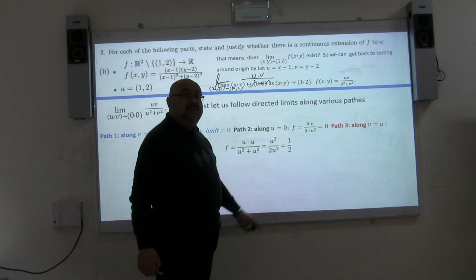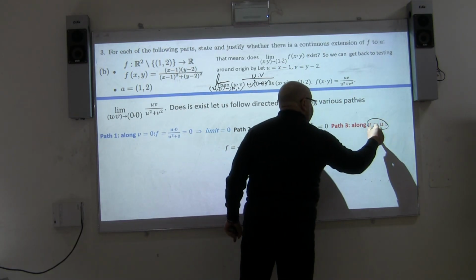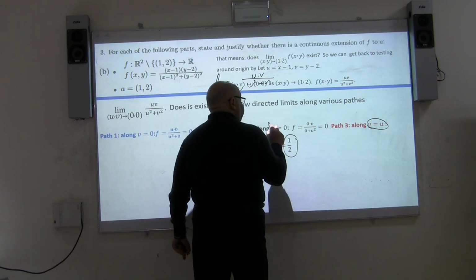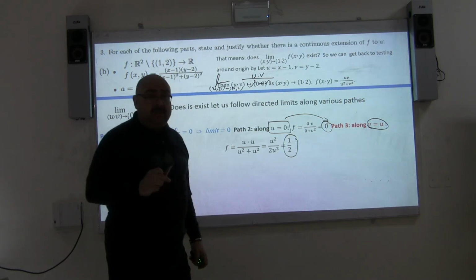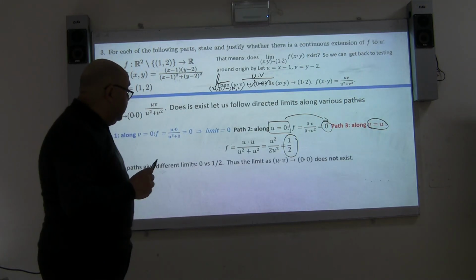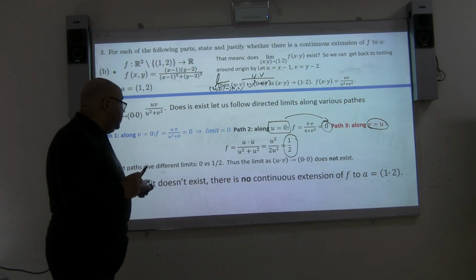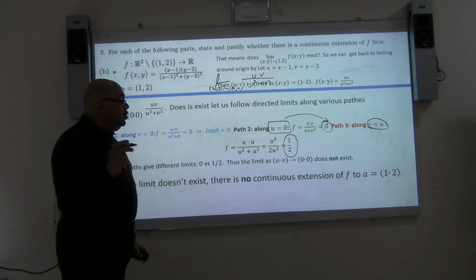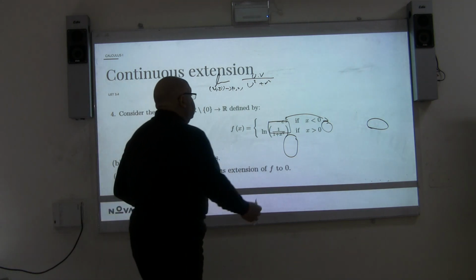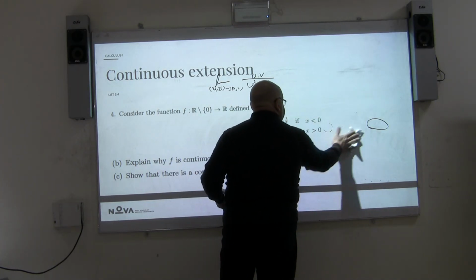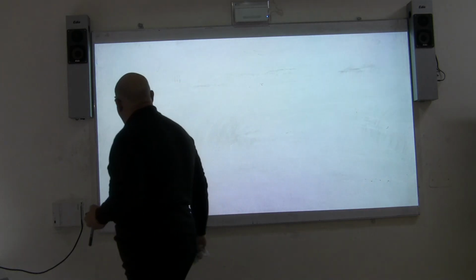This limit doesn't exist. Why doesn't it exist, Mr. Omar? Because when we use u equal to v, the limit is equal to one value, and when you use u equal to 0, the limit is equal to 0. So I have two limits not equal to each other along two paths, so it doesn't exist, as you can see. Since the limit doesn't exist, there is no continuous extension of f at this point. You will have some problems like this, which are exactly the same. I will do exactly the same steps. We can solve it later.